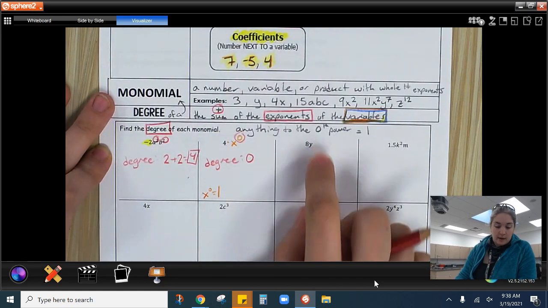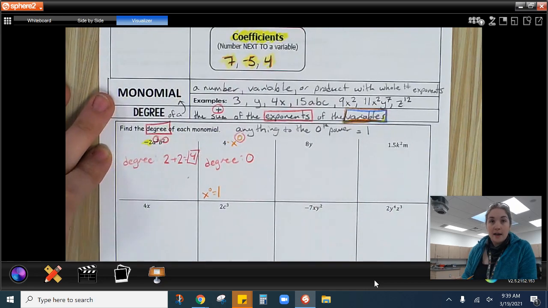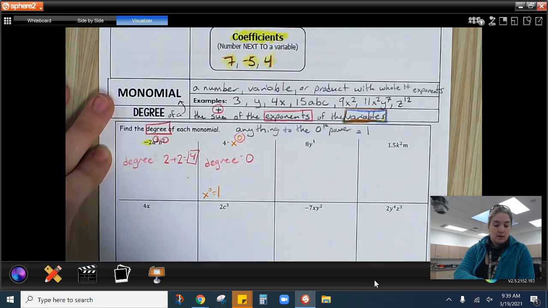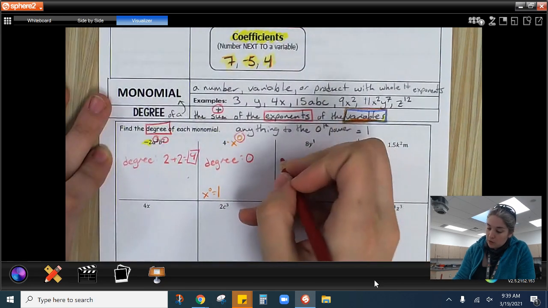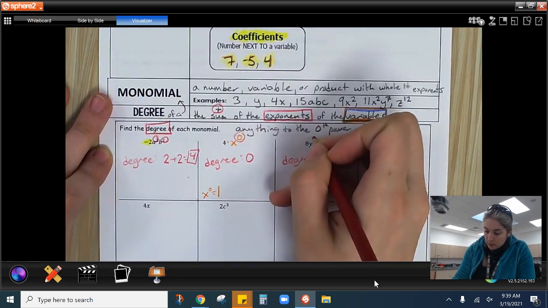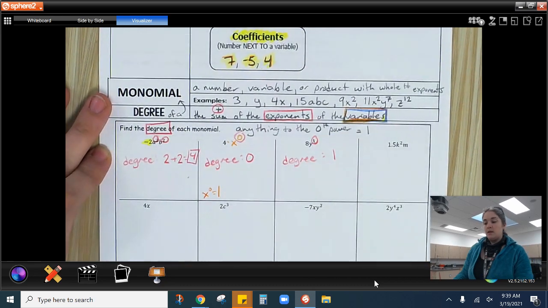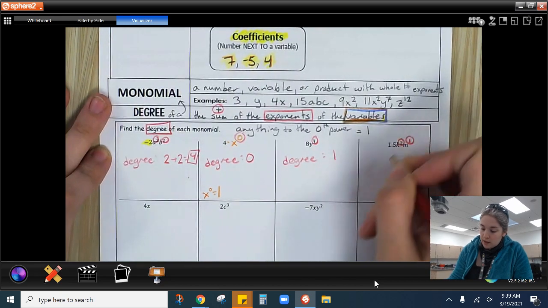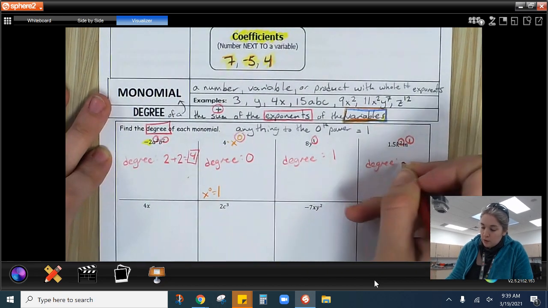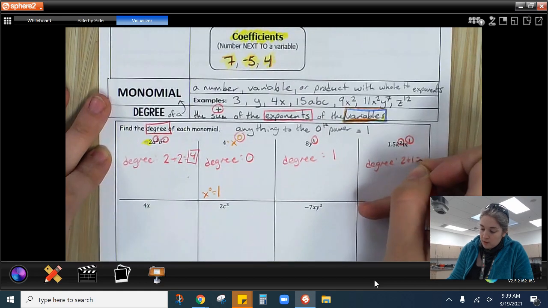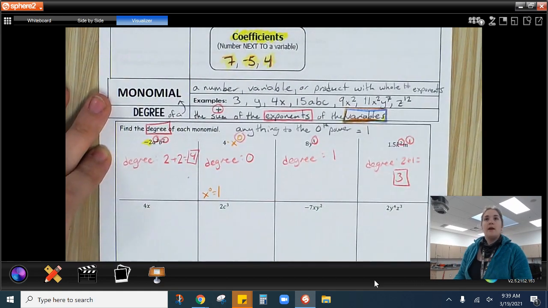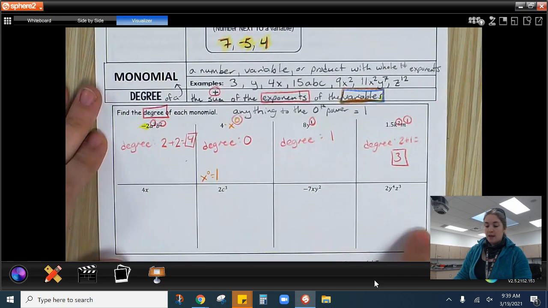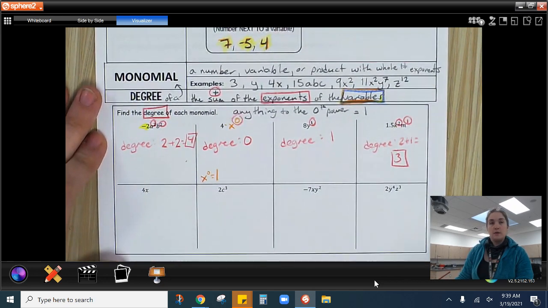So let's take a look at this guy. Now we've got 8y. Well, there is an exponent here. You have to write him in, because that y is to the 1. So in that case, the degree would be adding our exponents, so it would be 1. All right, so let's try this one next. We've got a 2 and an m to the 1 here, so the degree would be 2 plus 1, which is 3. That's all we're doing for finding degrees. So I want you guys to take a second, pause the video, and try these ones out.